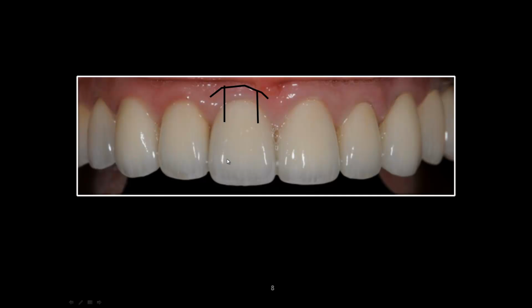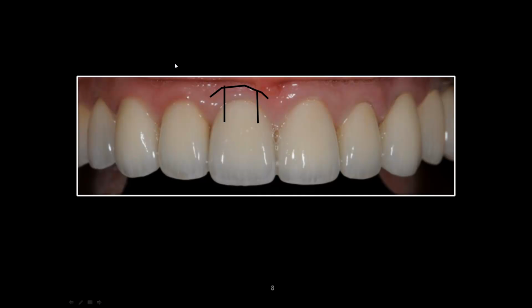Another clinical tip: I start interproximal and go to facial. So I start interproximal on the distal, for example, go to the mid-facial, and then I start from the mesial facial and go to the mid-facial right here. That's how we can control it.